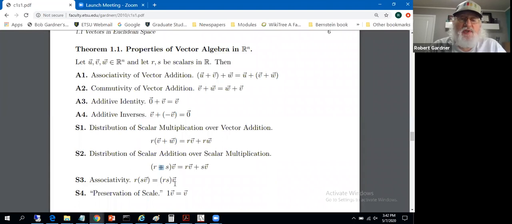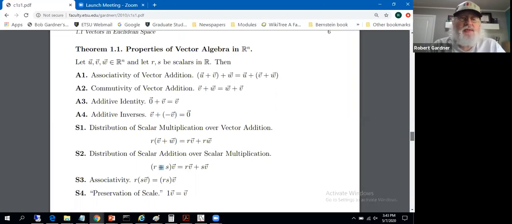We get an associativity in the following sense. If we take scalar r times scalar s times vector v, that's the same as scalar product rs, numbers r times s, times vector v. So the associativity is between the scalar and the vector on the left and between the two scalars on the right. And something these guys call preservation of scale. I'm not sure that's a universal term, but Fraleigh and Beauregard refer to the fact that scalar 1 times vector v equals vector v. They title that preservation of scale.